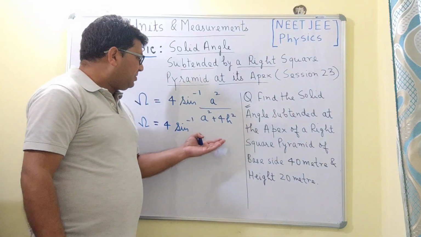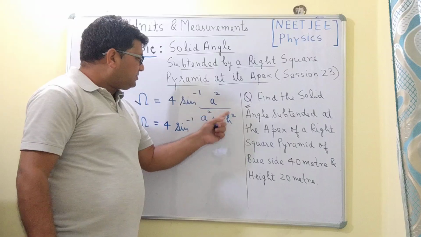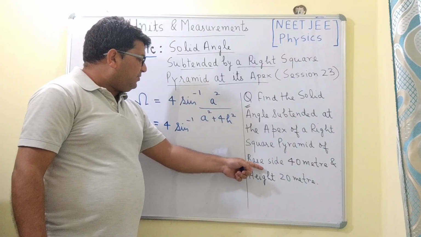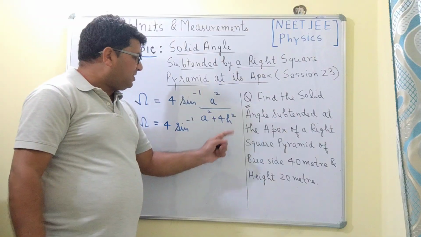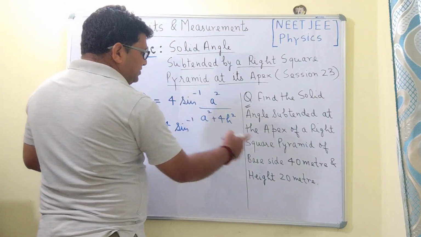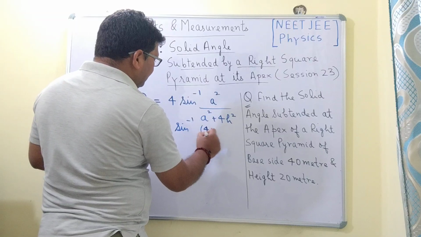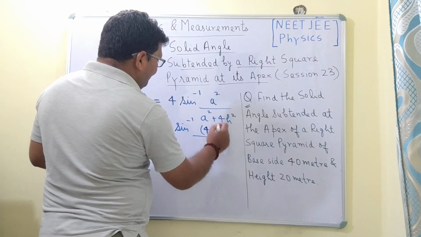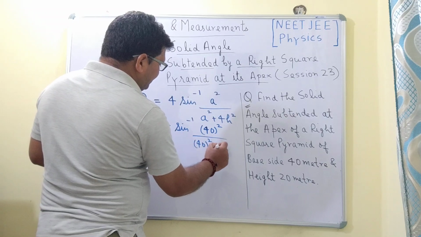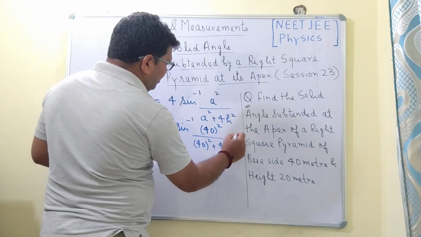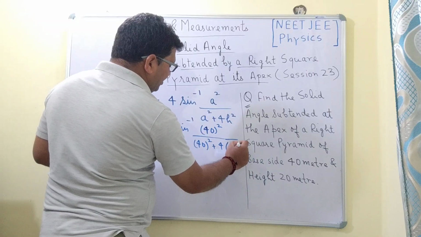So this is a very simple question in which we have to simply put the values of a and h. So here a is the length of each side of the square base and h is the height. So a is equal to 40 meter. So this will be equal to 40 square divided by 40 square plus 4 into, now h here is equal to 20. So this will be equal to 20 square.